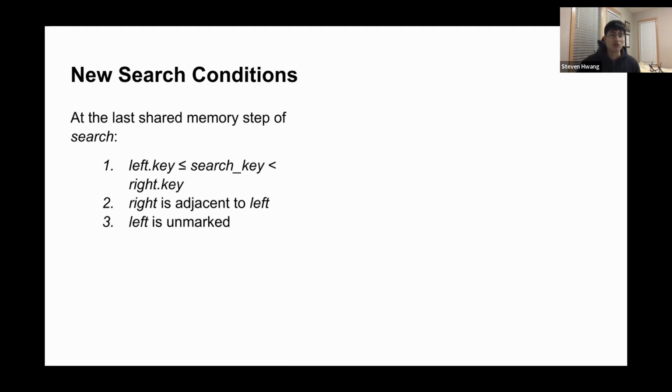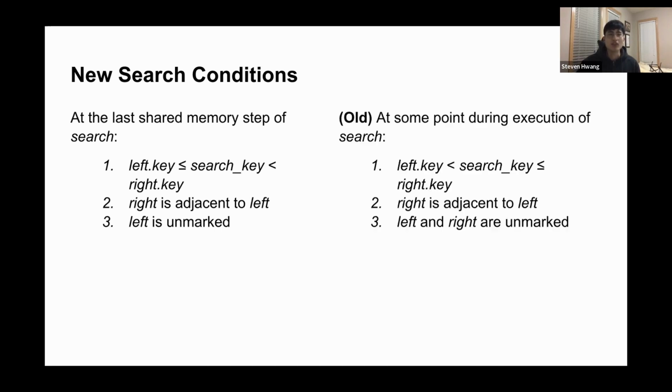And our new search method will guarantee a different set of conditions. Now, at the last shared memory step of search, the left key will be less than or equal to the search key, which is less than the right key. Right will still be adjacent to left, and left will be unmarked. Now recall the old search condition. The difference now is that the left key may contain the search key, and we no longer need the right node to be unmarked.